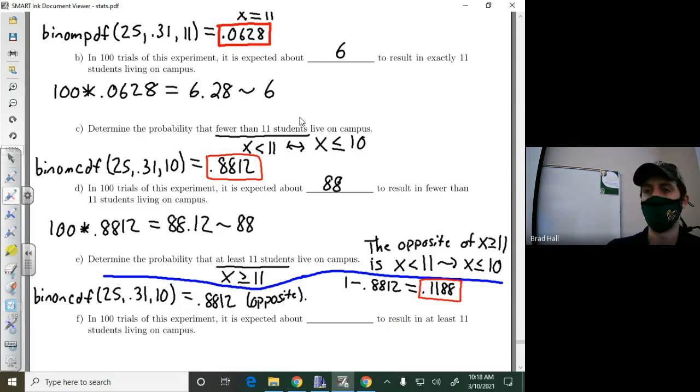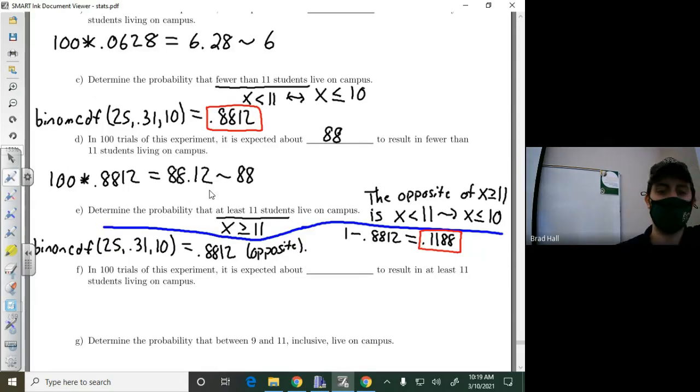Or if you wanted to do 1 minus the binomial CDF, that would have worked as well. But this is a process you will have to use if your inequality is facing the wrong way, because the opposite will give you the correct facing side.